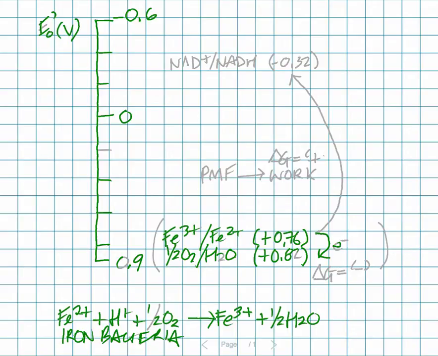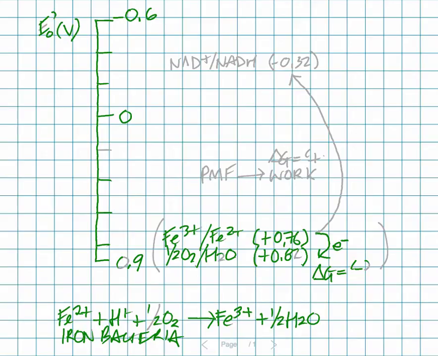So that's going to be spontaneous electron movement, and so the delta G there will be some negative value, and that will be enough delta G to produce a proton motive force and to make ATP. So the organism is following the laws of thermodynamics.